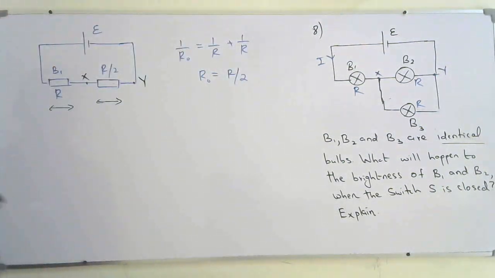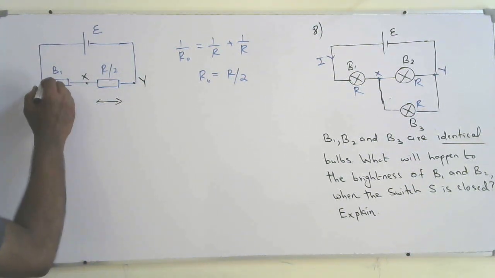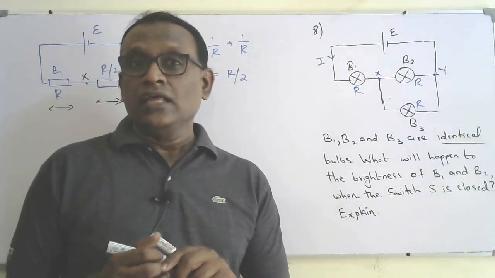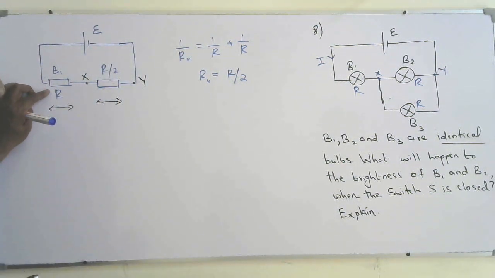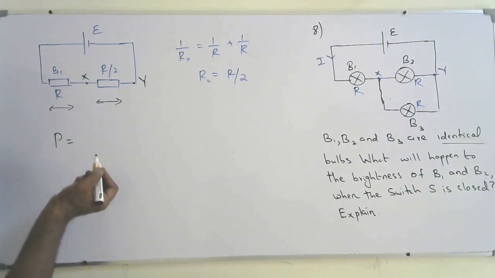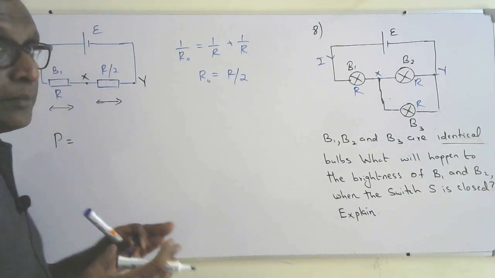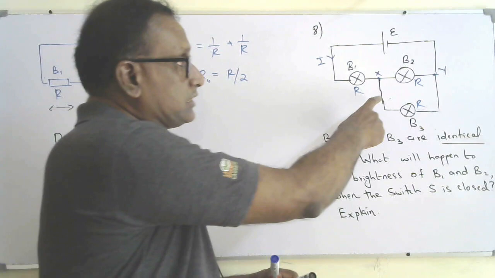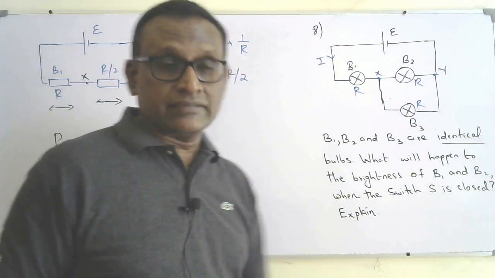Understand? So what will happen? The current through the circuit will increase now. So the power of B1 will increase. The voltage across it is increasing, and the current through it is also increasing, so the power of B1 will increase according to P equal VI. If the power of B1 increases, that means the brightness of B1 will increase. So compared to earlier when the switch was open, the brightness of B1 will now increase.